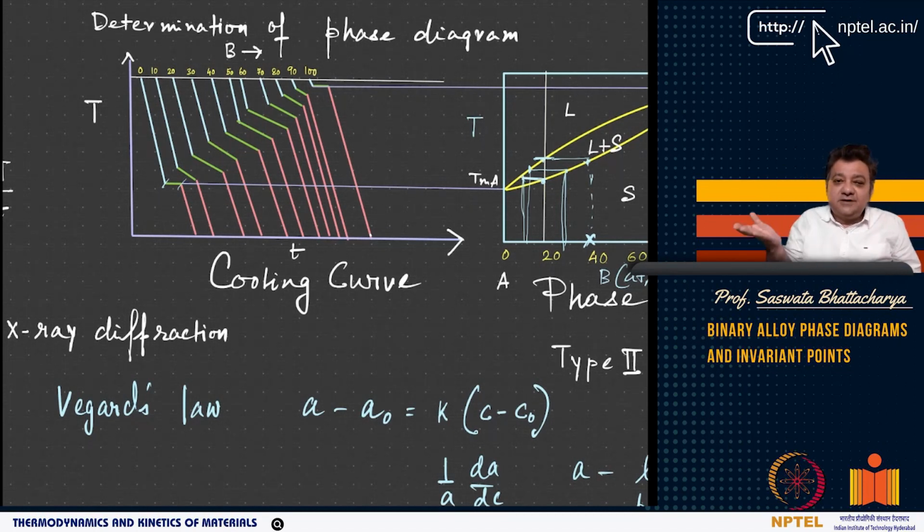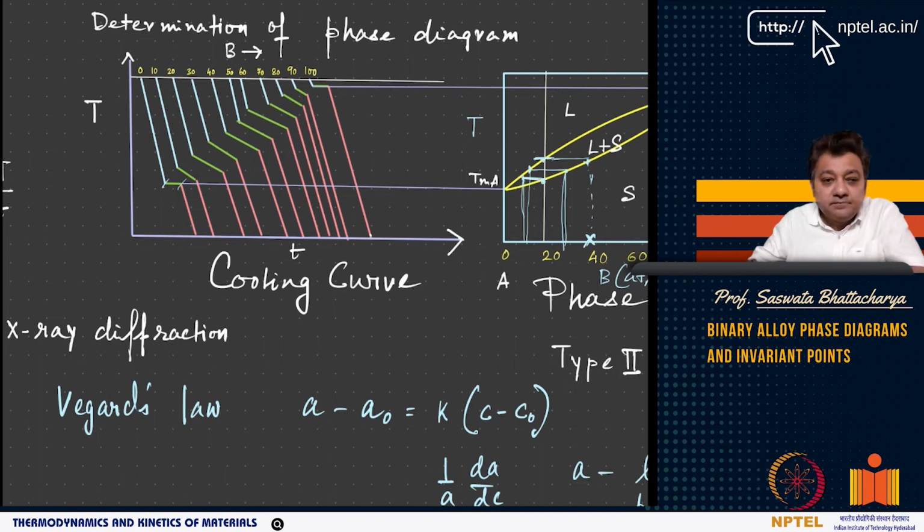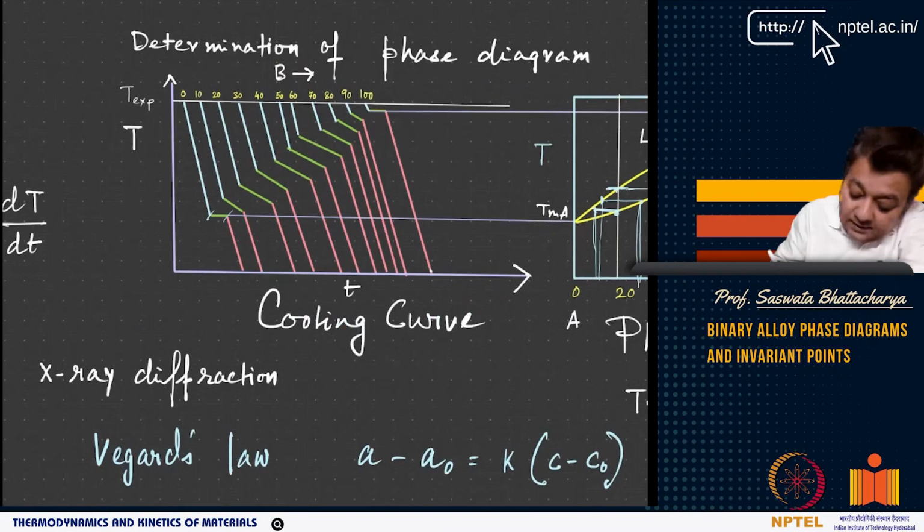So the furnace was heated up until the sample has melted, and it has been heated up to a certain temperature. Say for example, this is the temperature at which it was heated up. Let's call it T_EXP. T_EXP is the experimental temperature at which the furnace was heated up for different compositions.